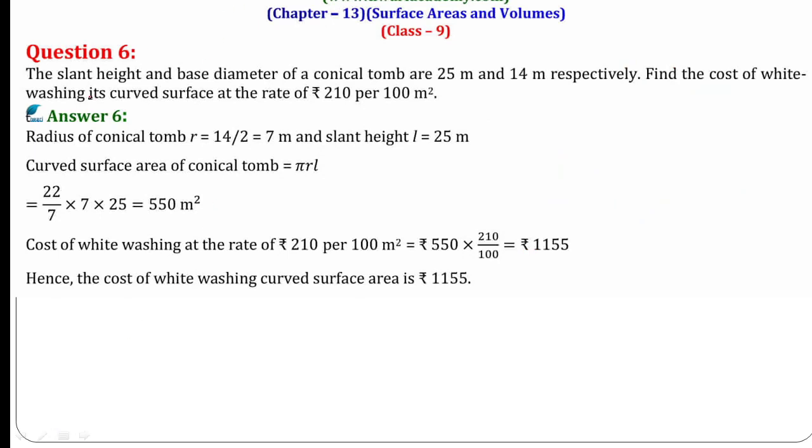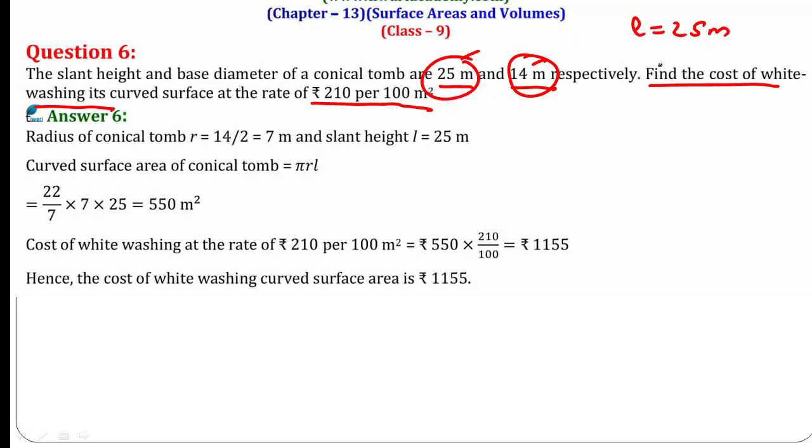So the next question is: the slant height and base diameter of a conical tomb are 25 meter and 14 meter respectively. Find the cost of whitewashing its curved surface area at the rate of rupees 210 per 100 meter square. So first of all we have to calculate the curved surface area. This is your diameter and this is your slant height. The value of L is given, that is 25 meter. The value of this diameter is given, that is 14 meter.